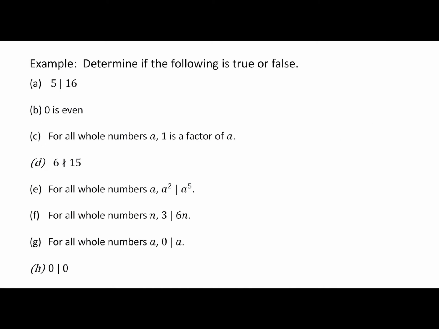All right, so let's determine if the following is true or false. So the first statement says 5 divides 16. Is that true or false? Well, that's going to be false here, since the remainder when 16 is divided by 5 is not 0, right? So the remainder is not 0.